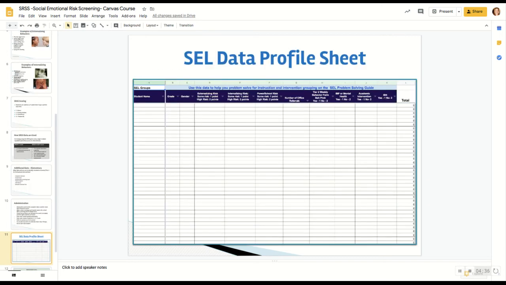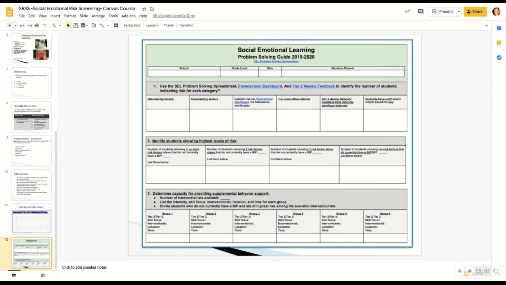Here you see just a screenshot of a data profile sheet. This is just an illustration of a document to use to create a data profile for each student that would include the SRSS data for externalizing and internalizing risk, as well as other scores or other factors to consider to get a complete data profile to make good decisions for students who need additional supports.